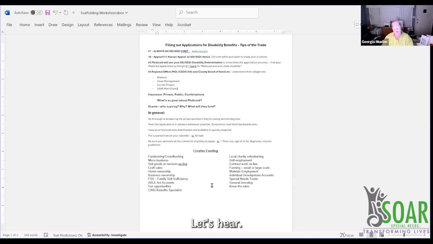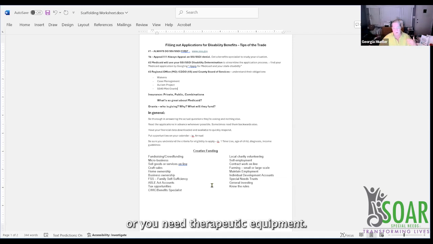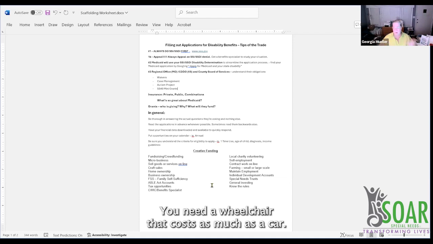So that's what's so great about Medicaid. The other thing that's great about Medicaid is they're paying for all those peripheral things, like when your kiddo's young and not potty trained yet, or you need therapeutic equipment, or a new wheelchair that costs as much as a car. These are things you can't get from your private insurance, even if you wanted to.